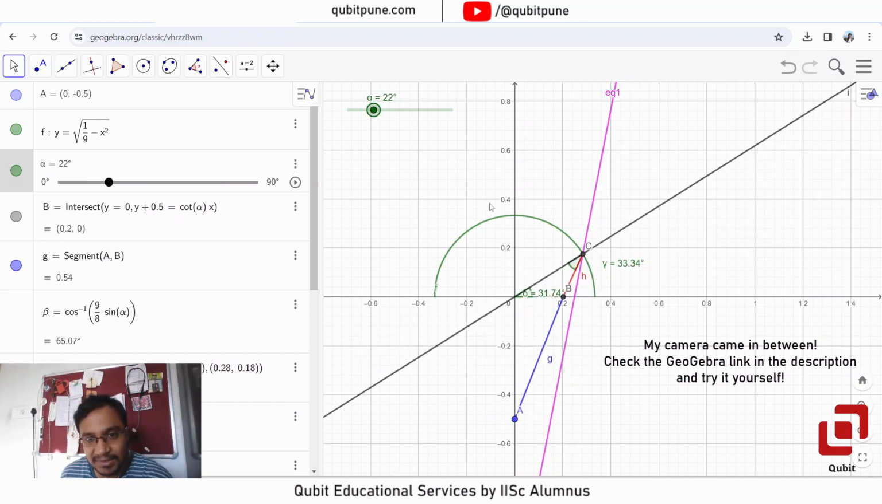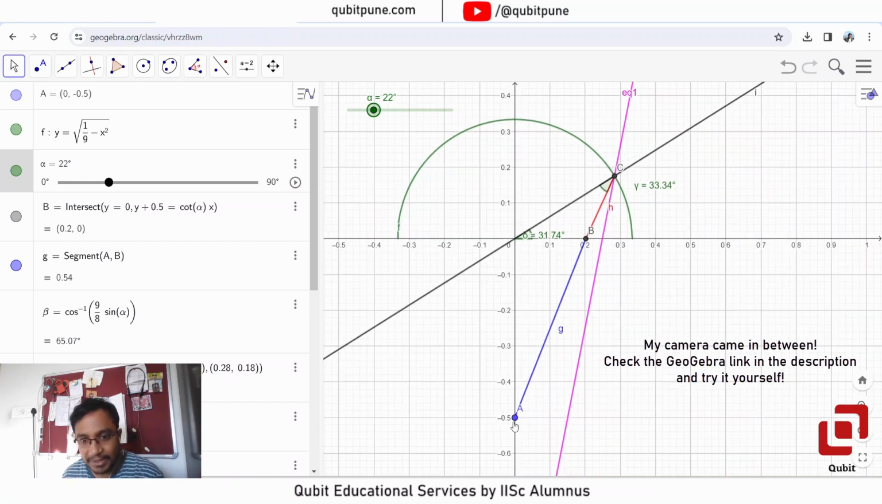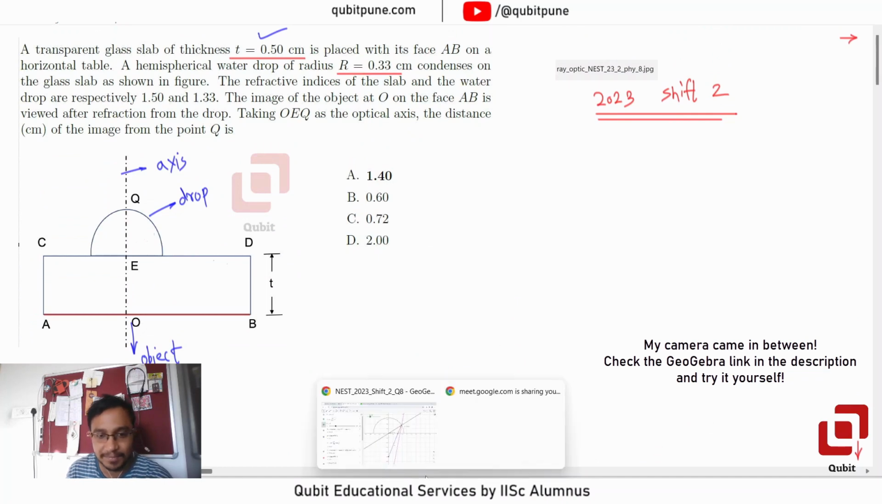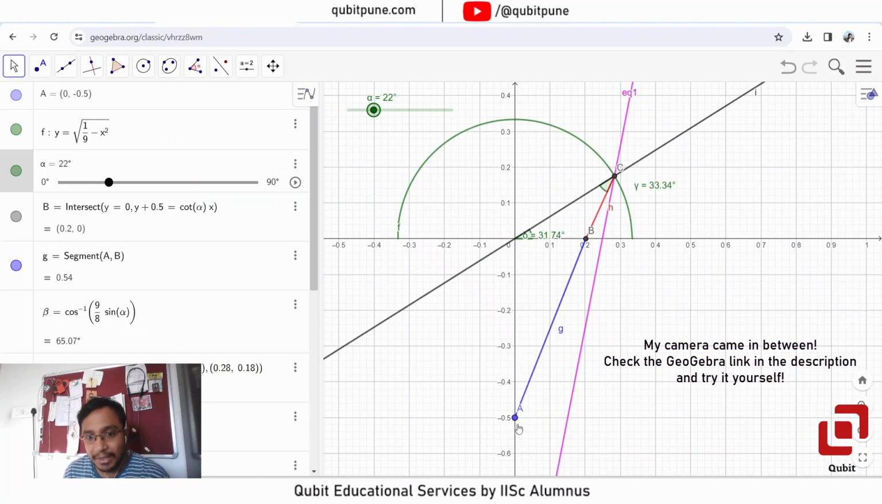The green semicircle is our drop, and as you can see, point A is at negative 0.5, so that basically covers the thickness of this block, the 0.5 centimeter glass slab. And then from A there is a ray that is going to come out. It will get refracted at B.